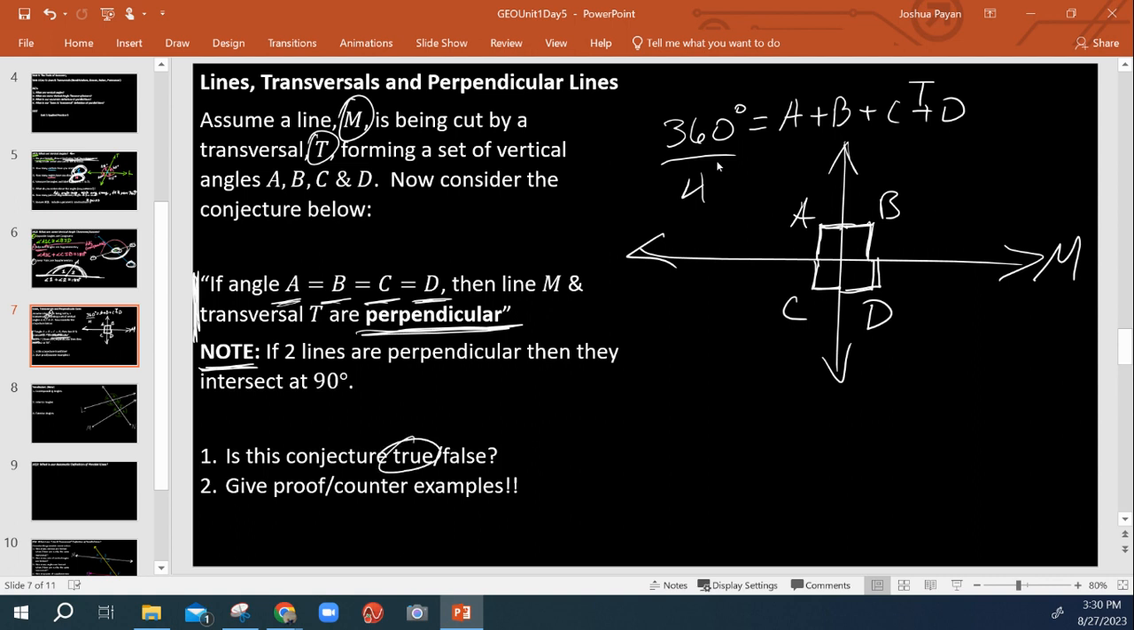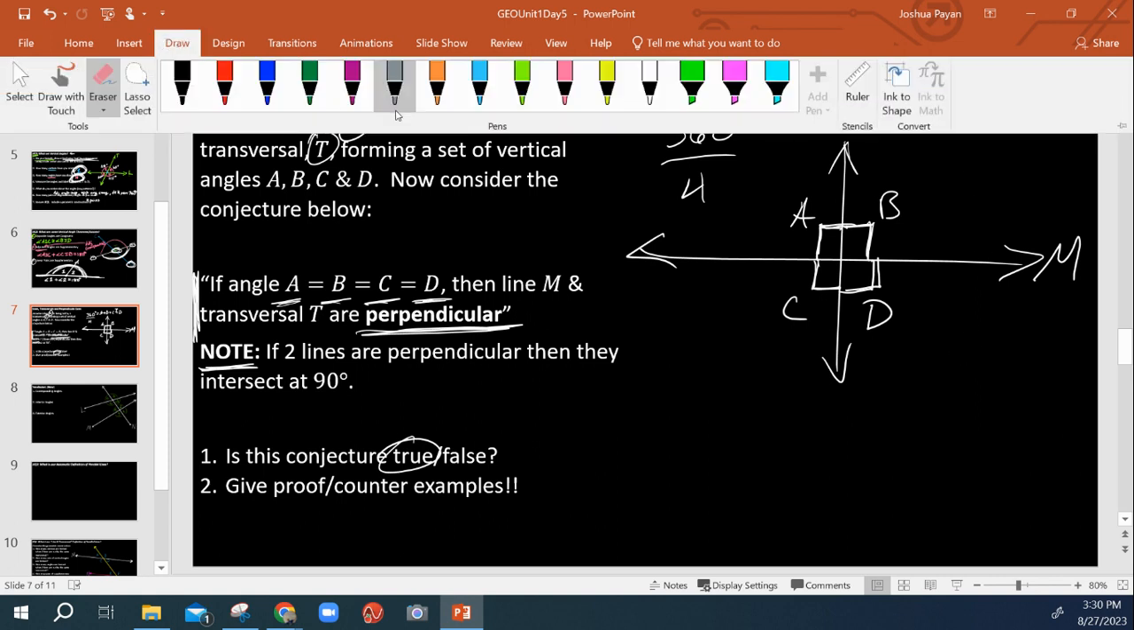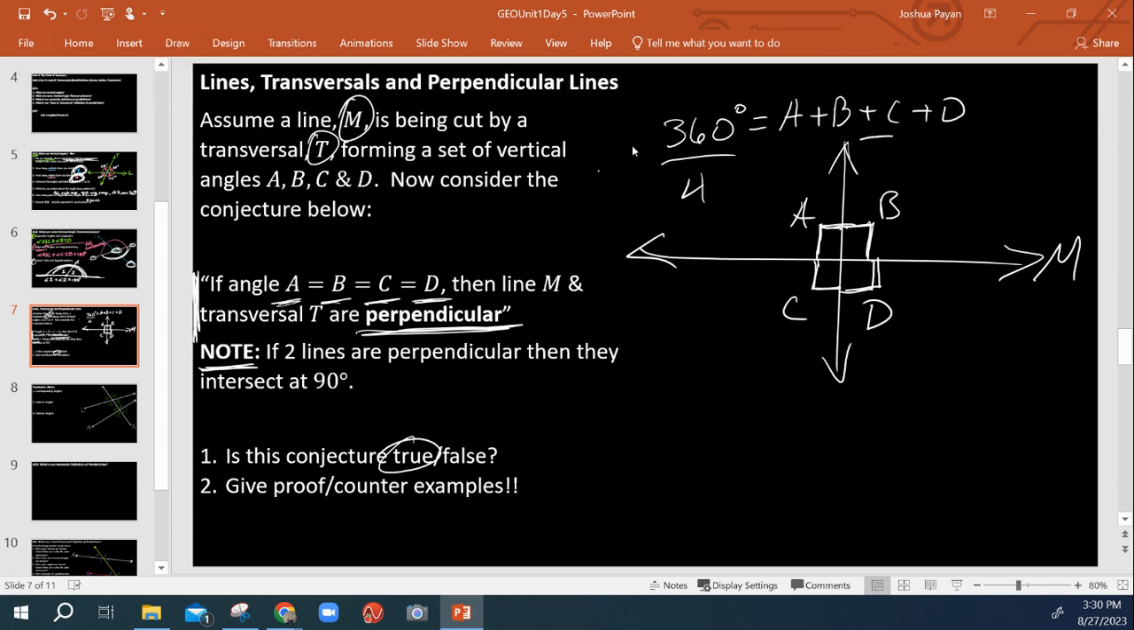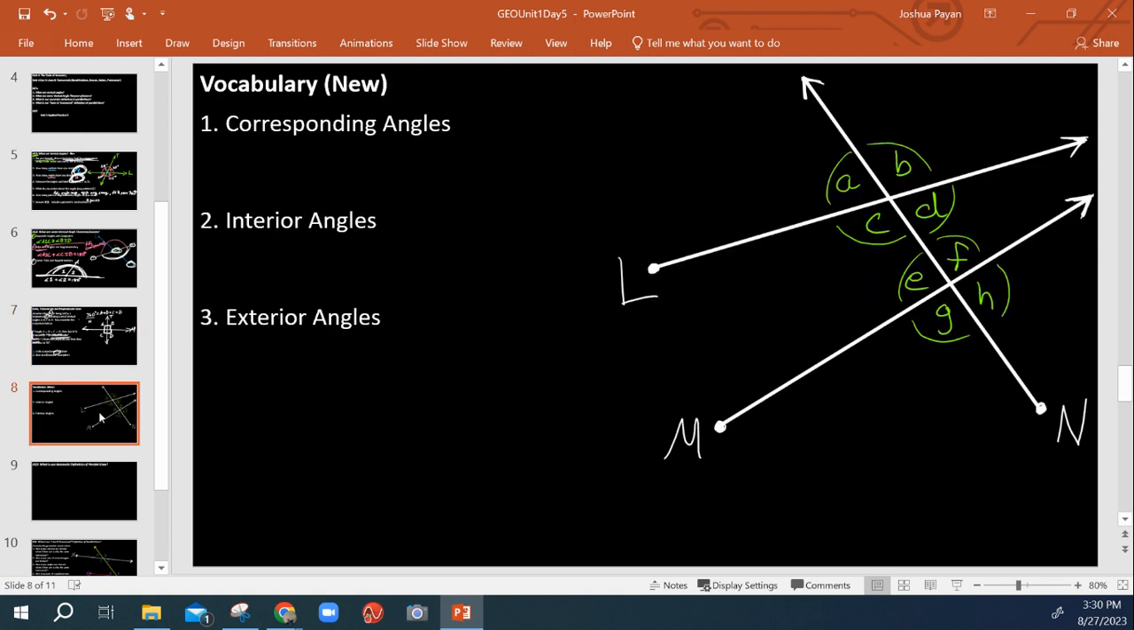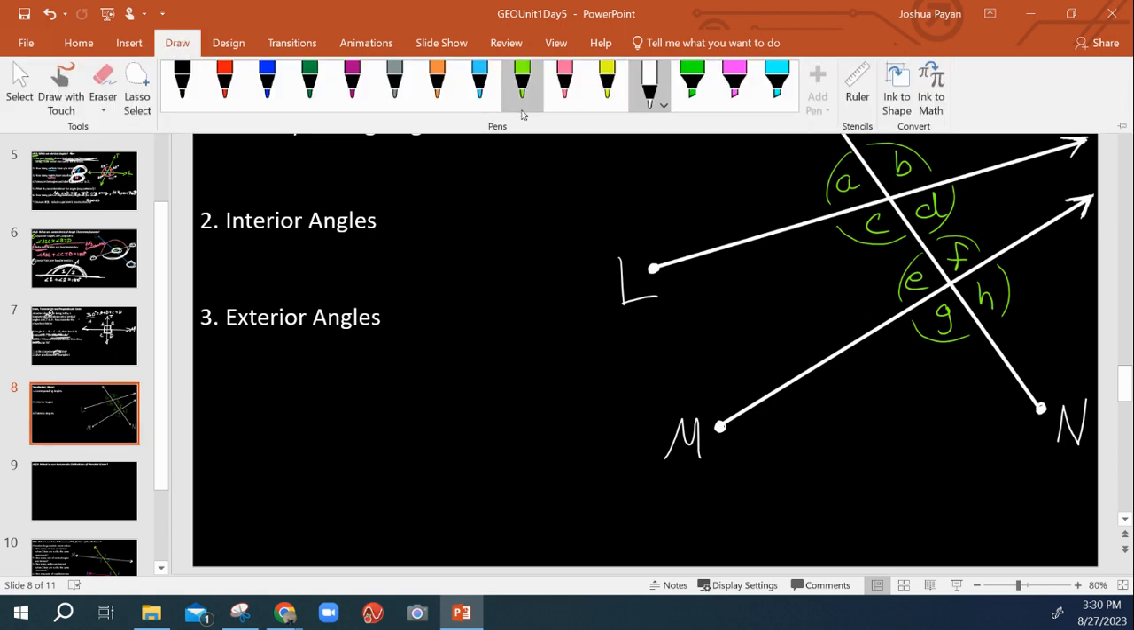This is obviously true. And our proof, if we actually took a protractor and drew this, our proof would be right there, easy, right in our faces. Okay, that's the only way that all four of your vertical angles could be equal is that the transversal and the line are perpendicular. Okay, and one last set of some definitions that we need to know.